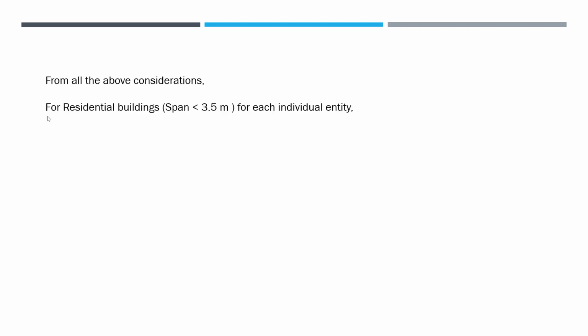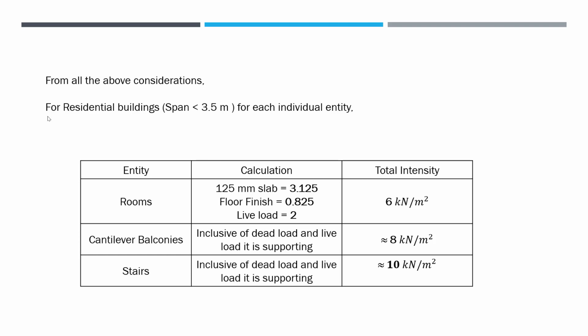From all the above considerations, for residential buildings spanning less than 3.5 meters for each individual entity such as rooms, stairs, balconies, etc., the total loads are roughly taken as shown in the following table. Considering the slab thickness of 125 mm and choosing the floor finish and live load values from the relevant codes, we can get the total intensity as 6 kilonewtons per meter square.